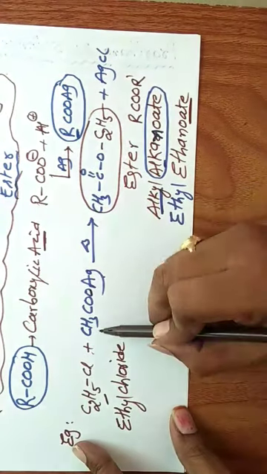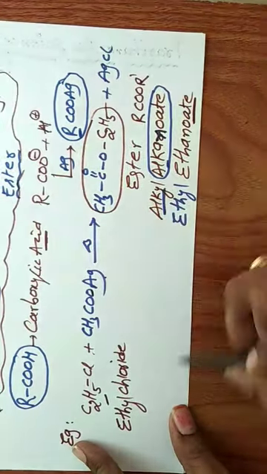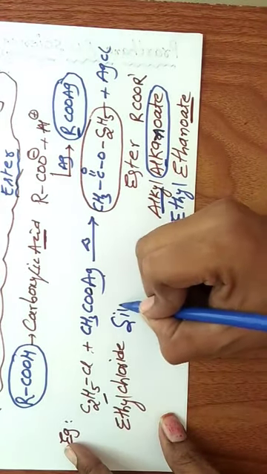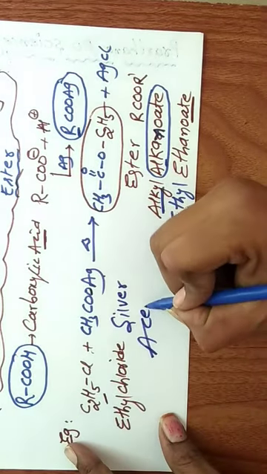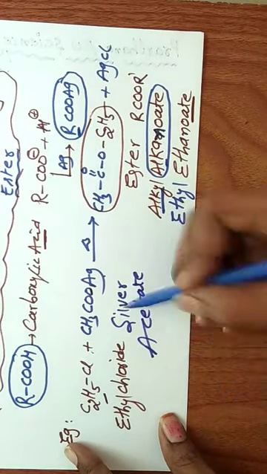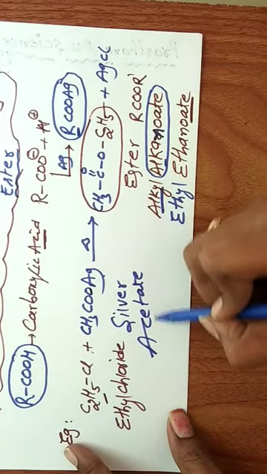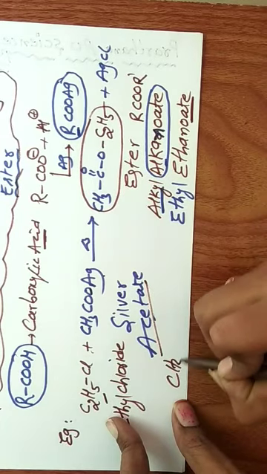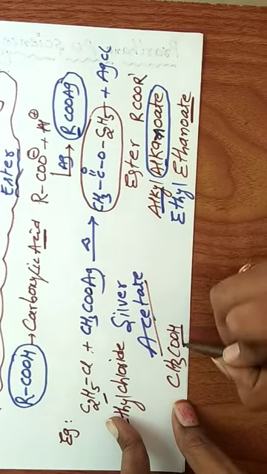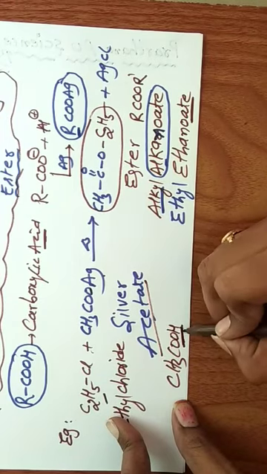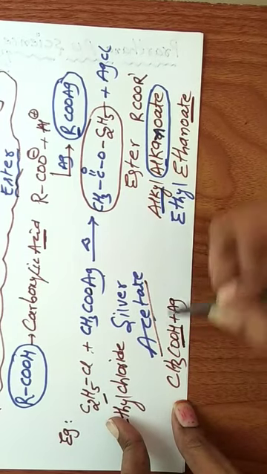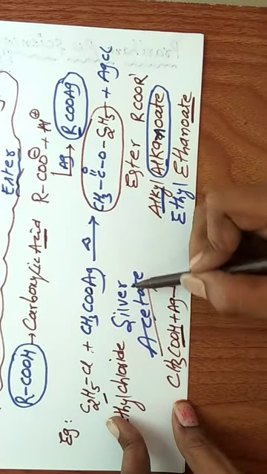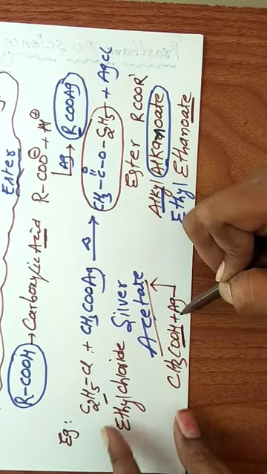This one is the silver salt of carboxylic acid, and here it is silver acetate. Why do we call it acetate? Generally CH3COOH is acetic acid. In acetic acid, one hydrogen atom is replaced by Ag, and we get CH3COOAg. That's why this is called silver acetate.